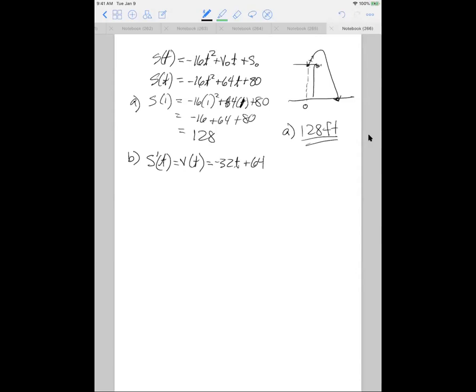So we end up with the velocity function. The answer to the second question, part B, is v of t, the velocity function, is asked for the entire function, which means 2 sides of an equation, is equal to negative 32t plus 64.